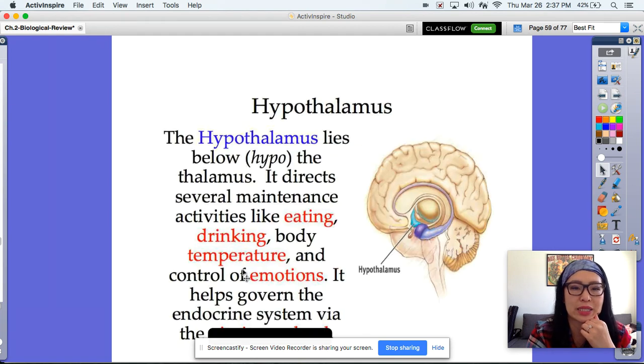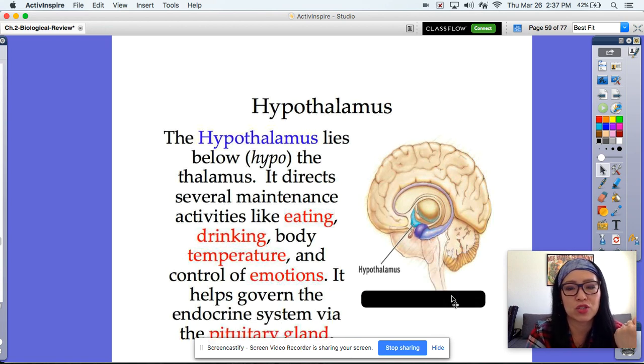Again, eating, drinking, temperature, emotions. It also helps when you have sex and fornication. And so pretty much it is going to bring you those pleasurable feelings. And then again, the hypothalamus is going to be the master of the master gland, which is the pituitary gland.